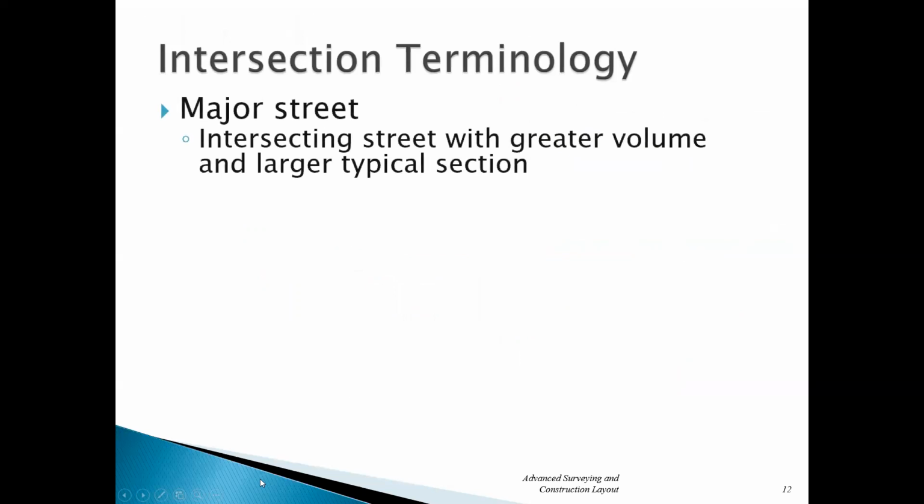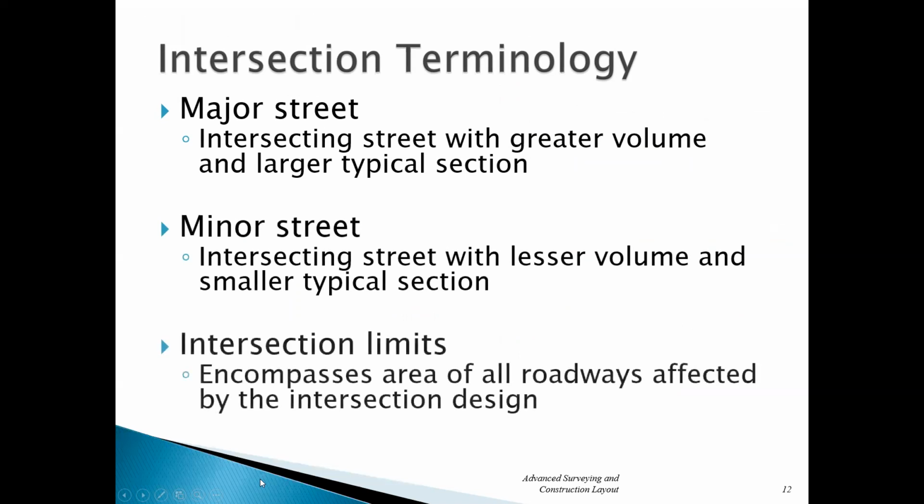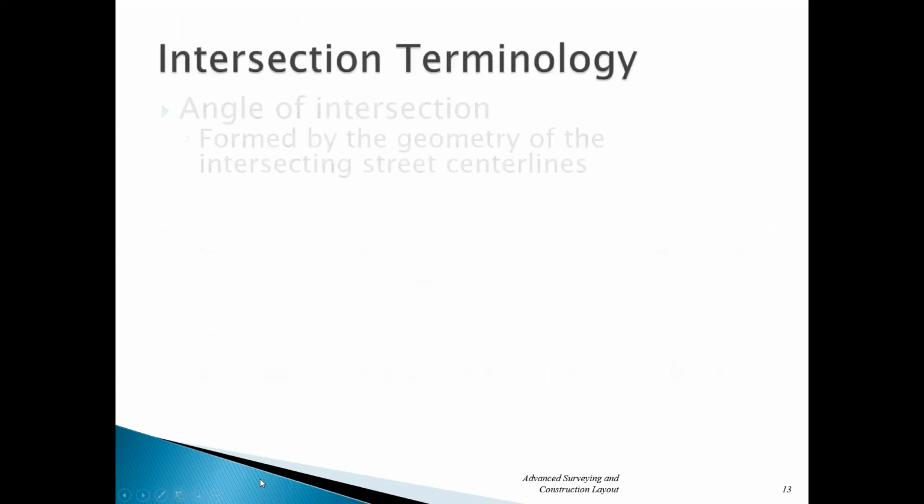Okay, so the major street, that's the one that has the greater volume, as I already said. The minor is the lesser volume. Intersection limits, that usually is talking about, again, highway engineers are going to talk about all the things that are affected by that roadway intersection design, the striping and signalization, everything that goes into it.